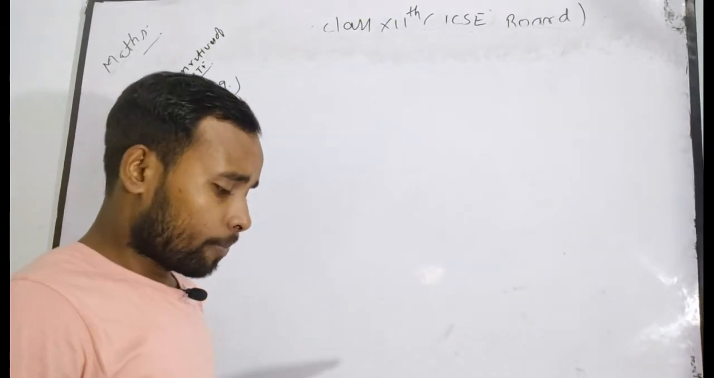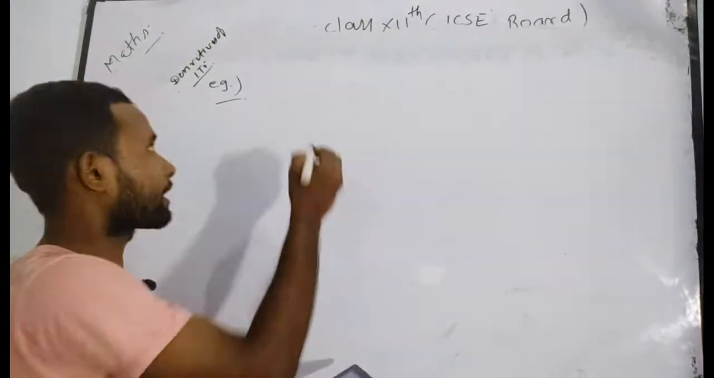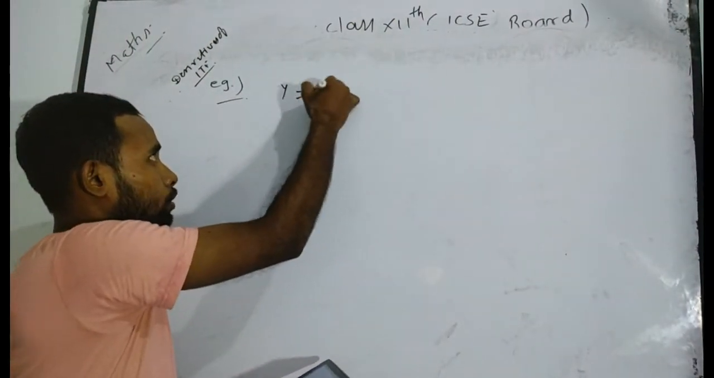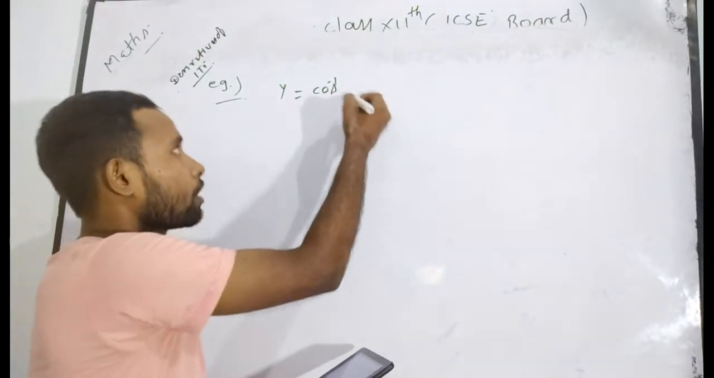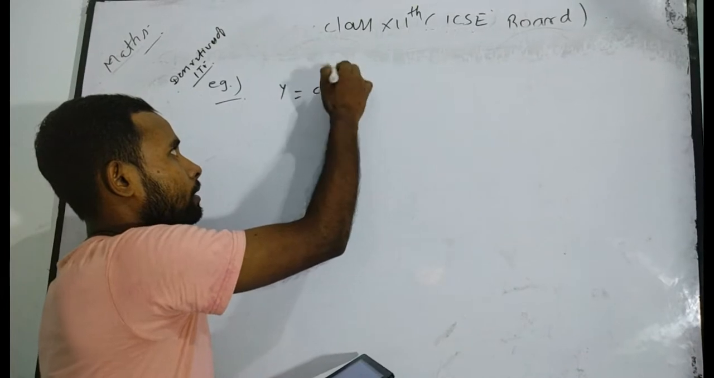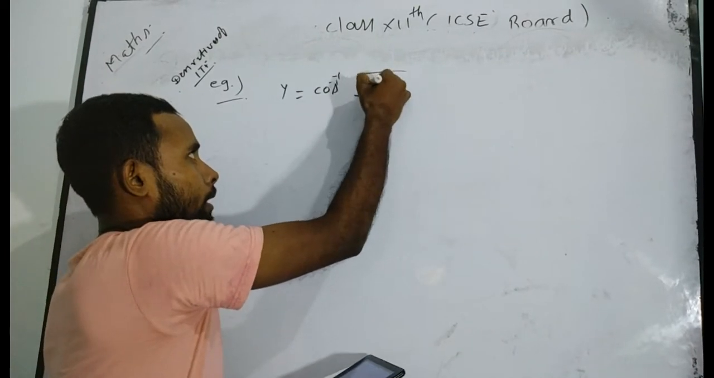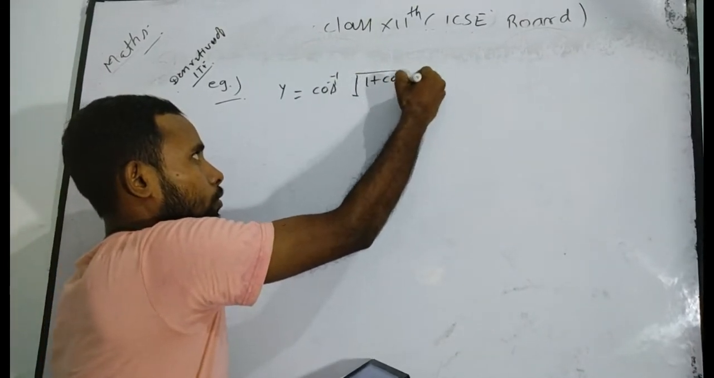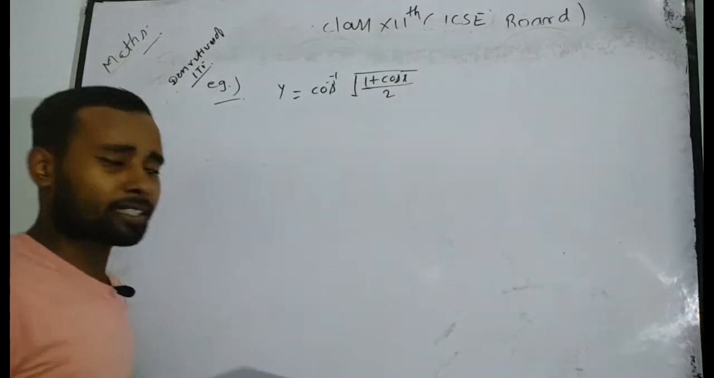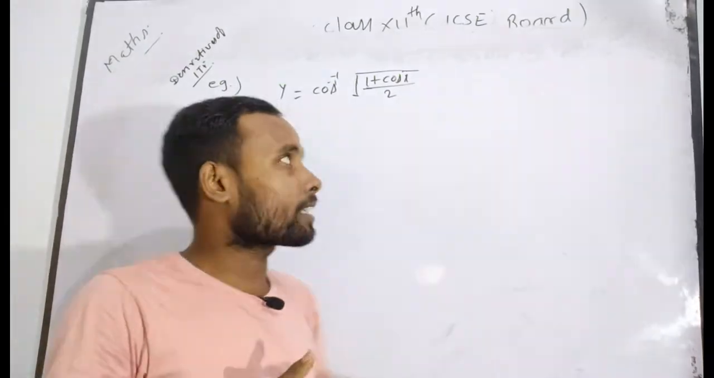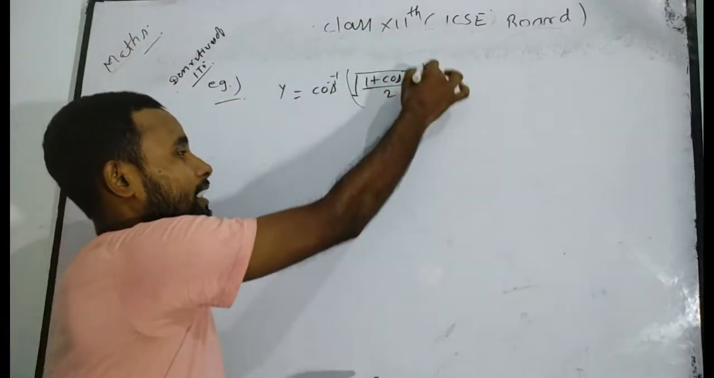See here, the first problem: differentiate y is equal to cos inverse of under root of (1 plus cos x) by 2. Now you have to differentiate this function. If you see this function, it looks very complicated for you.